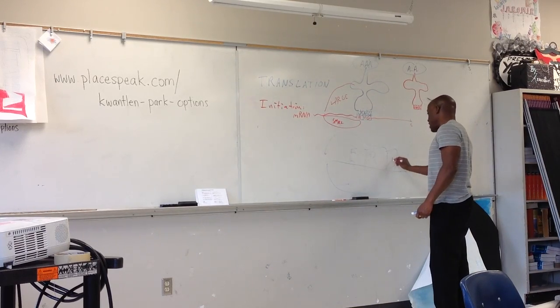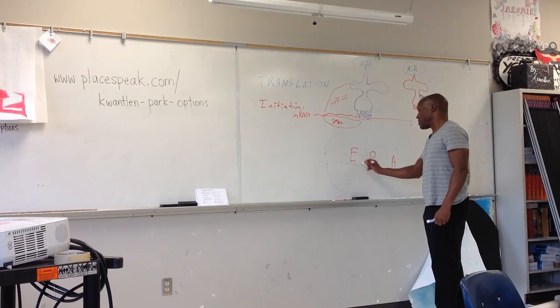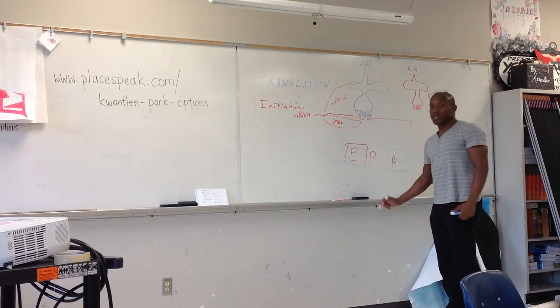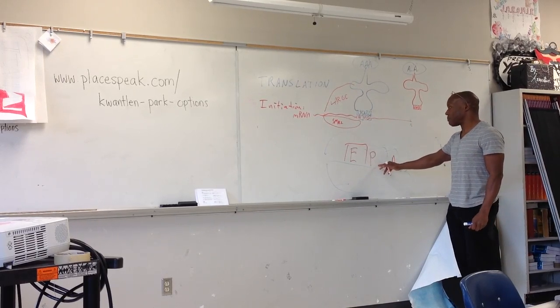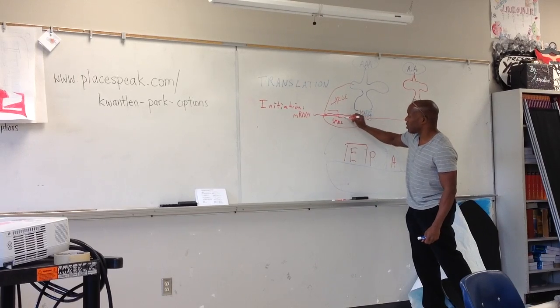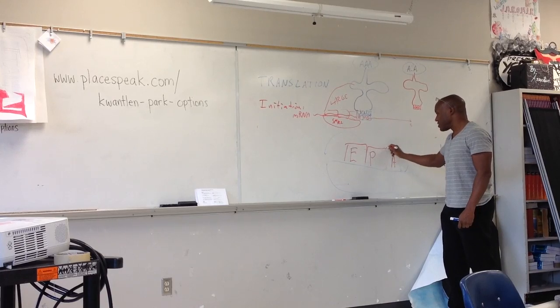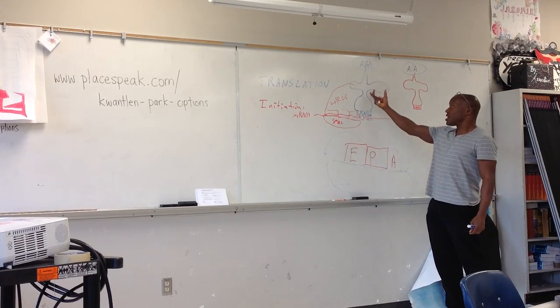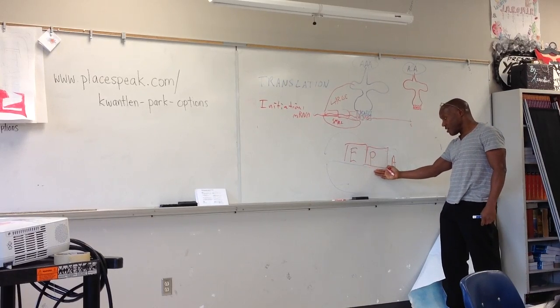So you've got an A site that we're going to use in just a minute when we get to elongation, and a P site. The action happens at the P site. This is where the real key stuff happens. So all along this complete ribosomal complex, the P site is the key. The initiation process is going to happen right here at the P site.